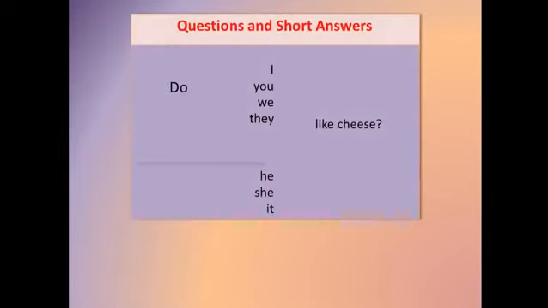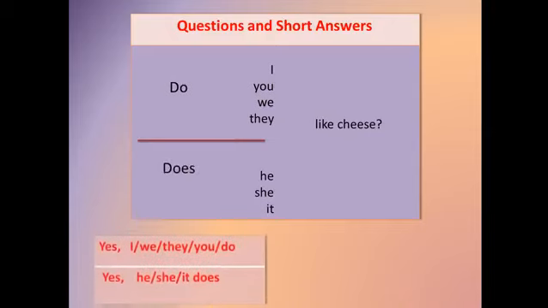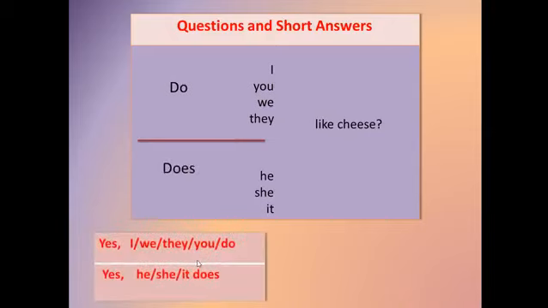Now again, we said how to form a question in the present simple. But if I want to answer this question, if I want to say yes in the affirmative with I, we, they, and you, I say yes and I add do. Do you like cheese? Yes, I do. Okay, do we like cheese? Yes, we do. But with he, she, and it, I add does to my sentence. Does he like cheese? Yes, he does.